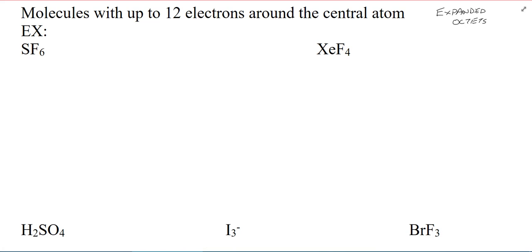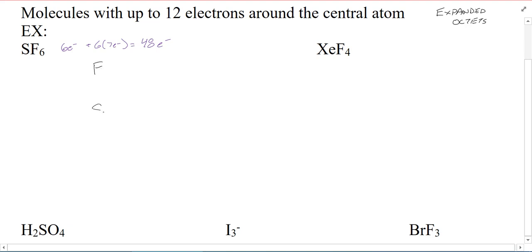So electron count for sulfur hexafluoride. 6 electrons for sulfur plus 6 times 7 electrons. So that would give me 48 electrons. Who's in the middle? Well, it's not fluorine, so it's sulfur. So I'm going to put an S, an F, and then just evenly space these fluorines around.